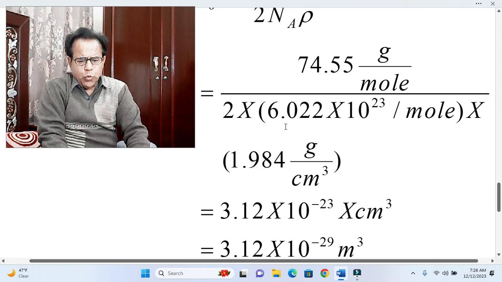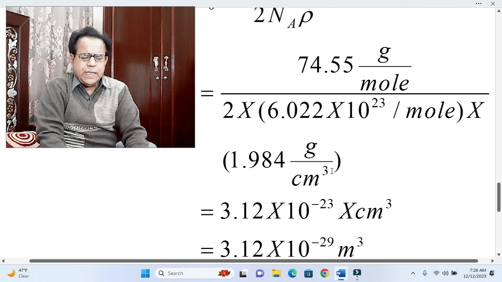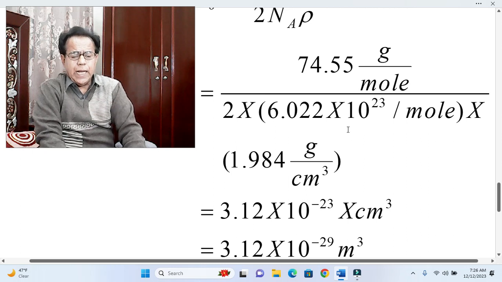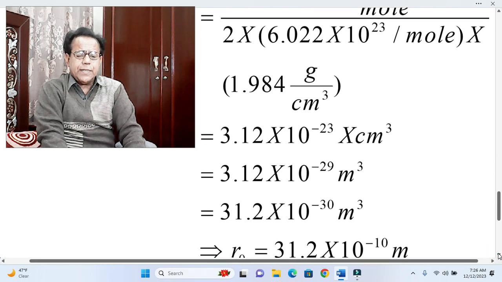We will multiply 2 with 6.02, and then we will multiply it with 1.984. This is roughly equal to 2. This is equal to 6. 2 into 6, 12, and 12 into 2, 24. So when we divide 74 by 24, then definitely the answer is nearly 3. So this 3.12 is due to this, while 10 raised to the power 23, which is in the denominator, when shifted to the numerator, will become minus 23.